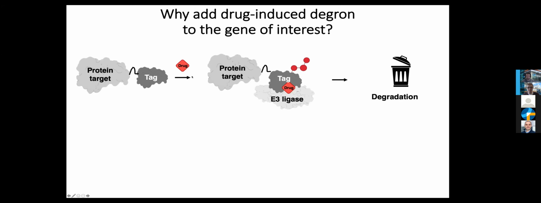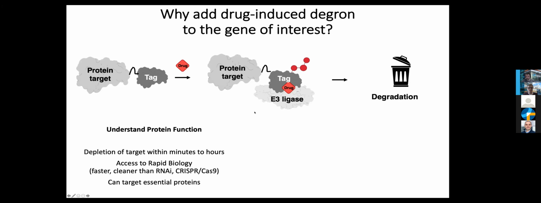in principle, how it works. We will be discussing different types of tags, where upon adding of the drug, induce the proximity between the tag and the E3 ligase, which leads to the ubiquitination and subsequent degradation of the whole fusion protein. And we think it's an extremely useful approach.